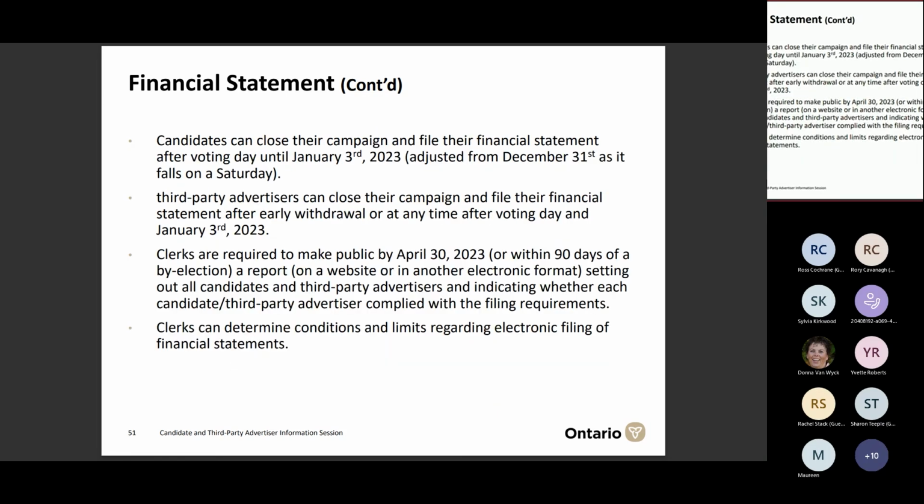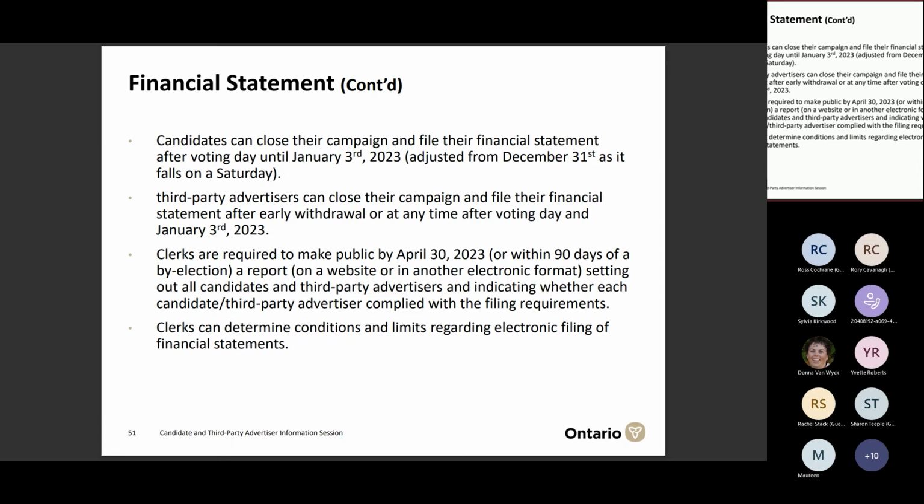Financial statements, Part 3. Candidates can file their financial documents at any time after voting day to January 3rd, adjusted from December 31st as it falls on a Saturday. Filing the financial statement ends the campaign period. This will make it easier for acclamations and campaigns where little or no expense is incurred.